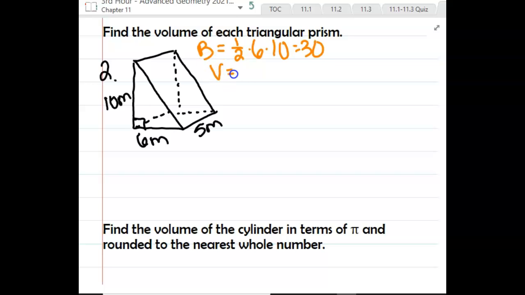So now you kind of have to visualize taking that prism and setting it on the base, so the base is the top and the bottom. So to find the volume, we would take that area, which is 30, times, if I did set it and the triangles were on the top and the bottom, how tall would it be? 5, right? It'd be 5. So 30 times 5 would give me 150 meters squared.